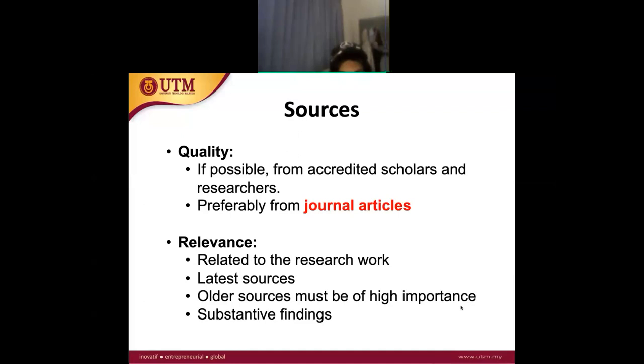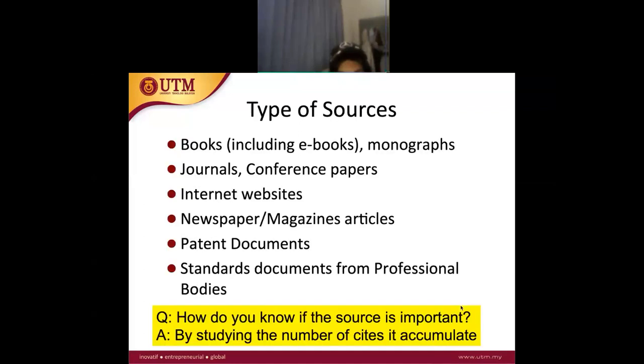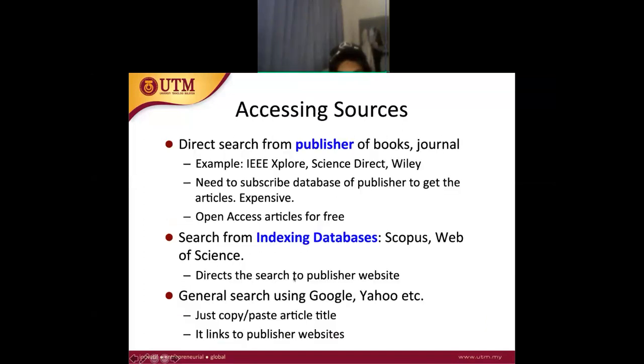And also substantive findings. For types of sources, again, you can refer to books, journals, conferences and so forth. I don't want to go into detail for this. You can also go for a direct search of publishers of books. Again, I believe that you know how to get these resources.